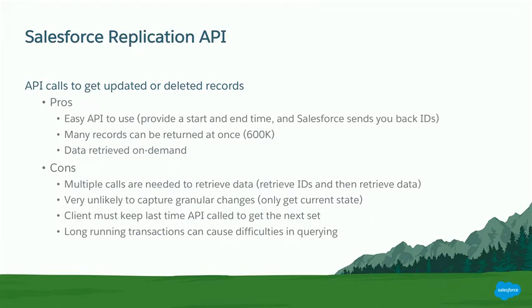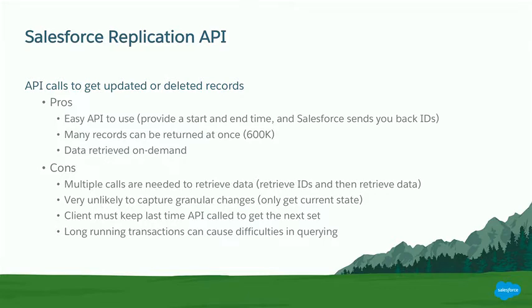Second way you can replicate data is with our Replication API. Most people don't think of it as the Replication API, that is the actual name, but this is a series of calls through get updated and get deleted. Get updated is a call where you provide a beginning time and an end time, and we will send you back every record ID that changed within that time window.